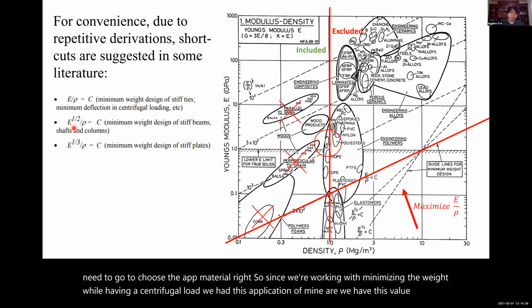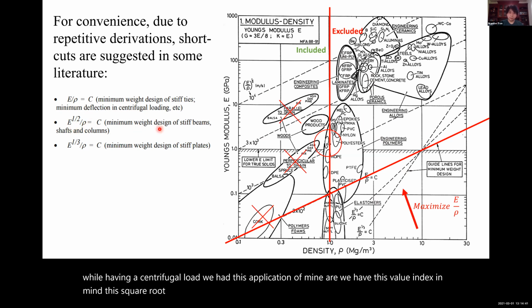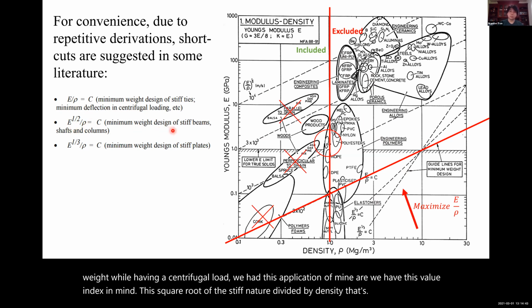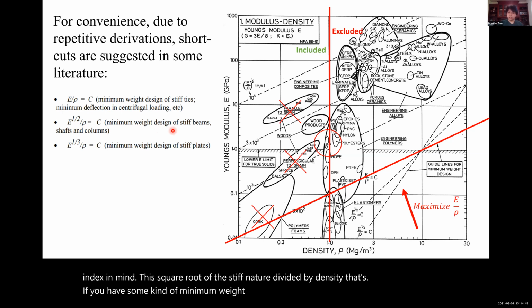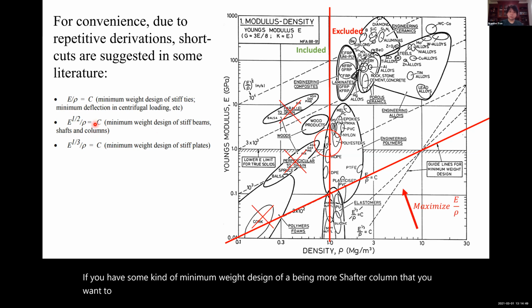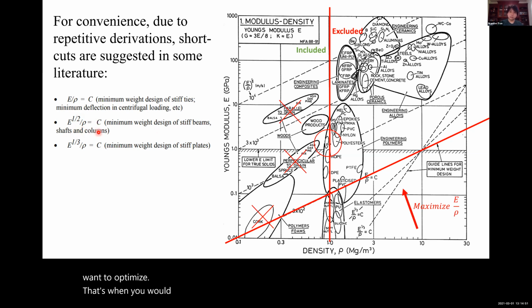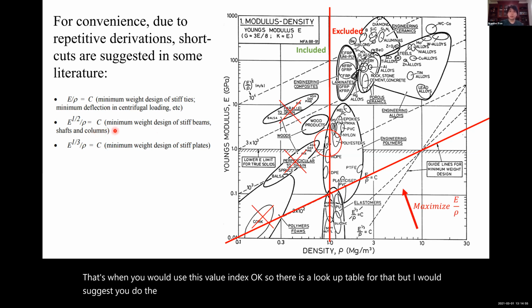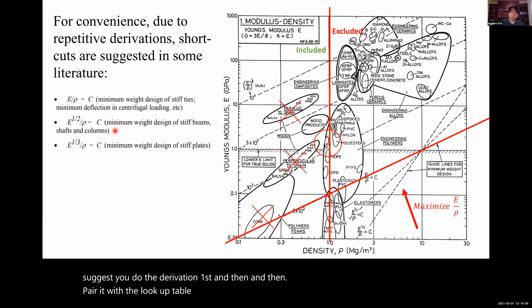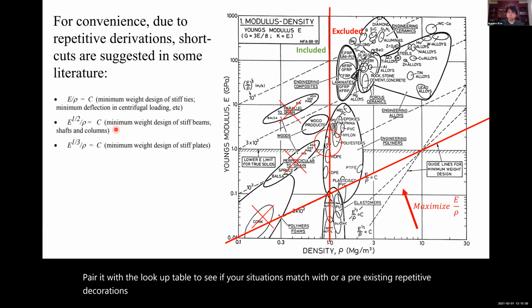This square root of the stiffening matrix divided by density, that's if you have some kind of minimum weight design of a beam or shaft or column that you want to optimize. That's when you would use this value index. Okay, so there is a lookup table for that, but I would suggest you do the derivation first and then pair it with the lookup table to see if your situations match with already pre-existing repetitive derivations or recorded derivations.